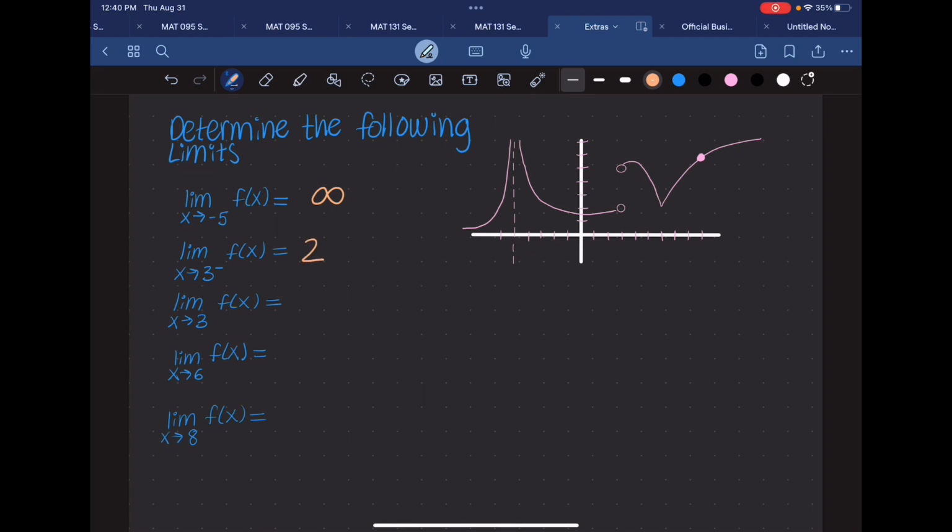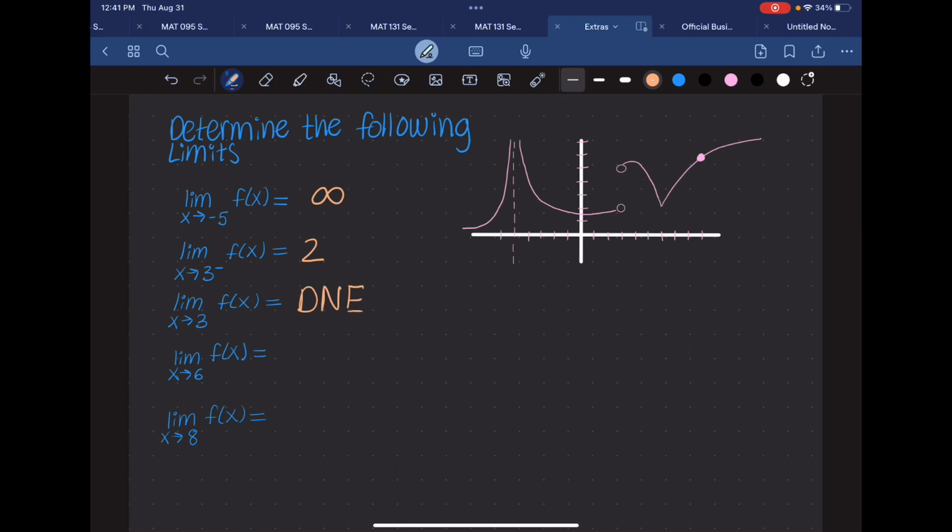Now this next one asks for the limit as x goes to 3 of f of x, and it doesn't specify the left or the right-hand limit. Well, we know what the left-hand limit is, and we have to make sure that the right-hand limit is the same. And looking at this function, because we have a jump discontinuity, our right-hand limit is for sure not the same. From the right, we're approaching up here, whereas from the left, we're approaching down here. So we're not approaching a consistent number, so this one would be DNE. It does not exist.